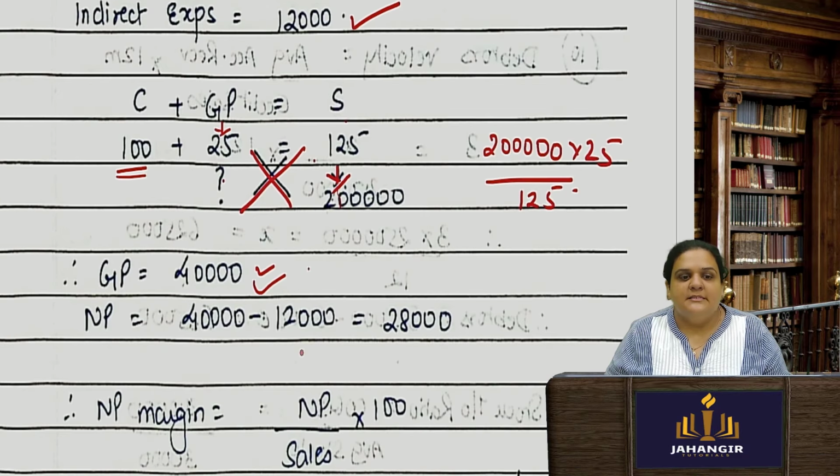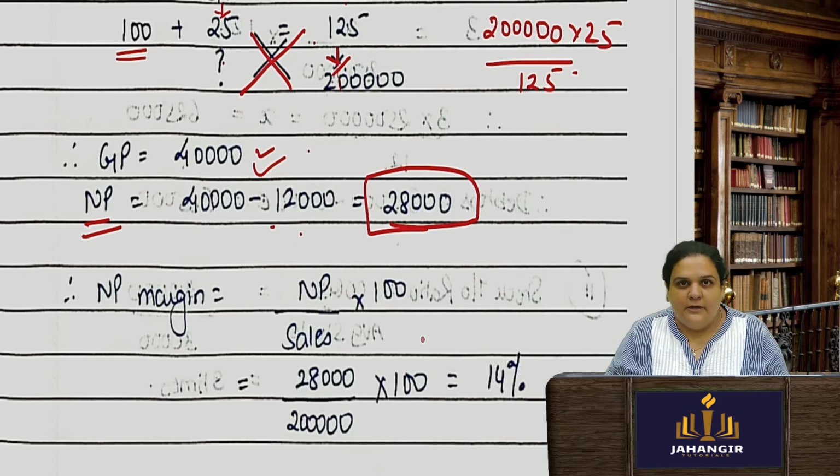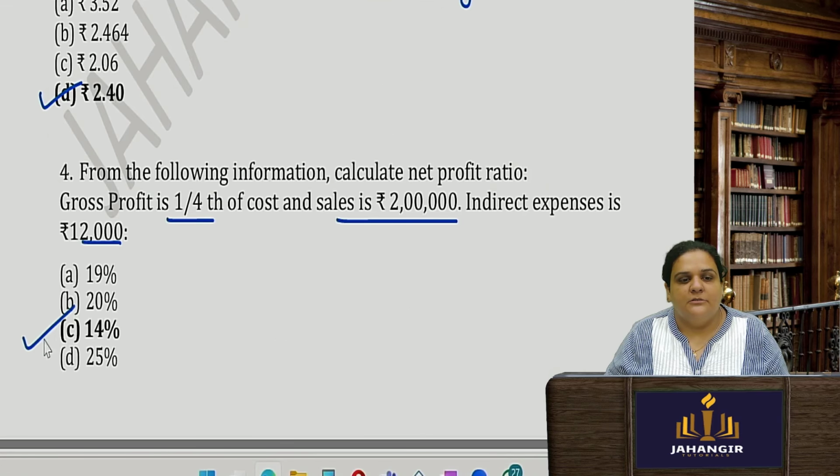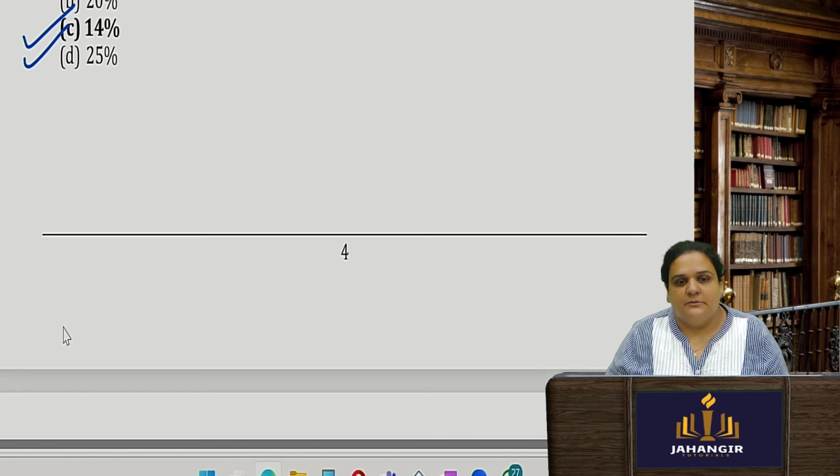Therefore, since I got my gross profit and they have given me all the indirect expenses, my net profit will be from gross profit. I'll remove my indirect expense 12,000. I have my net profit, I have my net sales. Net profit is 28,000. Sales is 2 lakhs into 100. 14% is my net profit margin. Such easy sums.